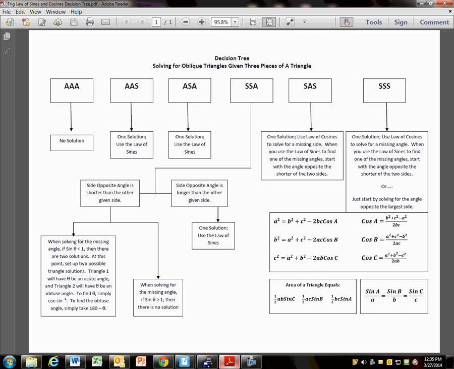You have the area of the triangles. You have law of sines, law of cosines. You have the whole decision part. So that's what you're going to get.